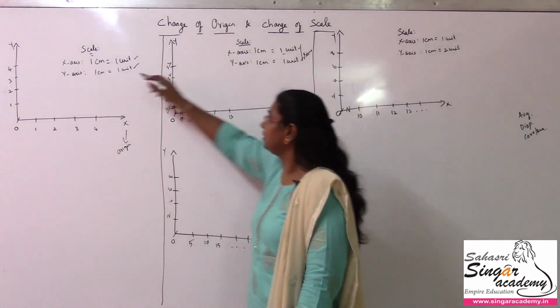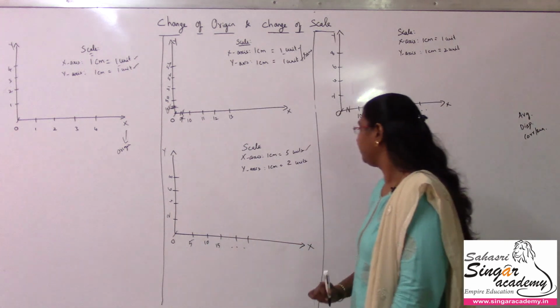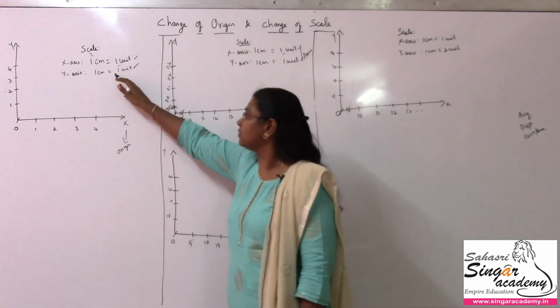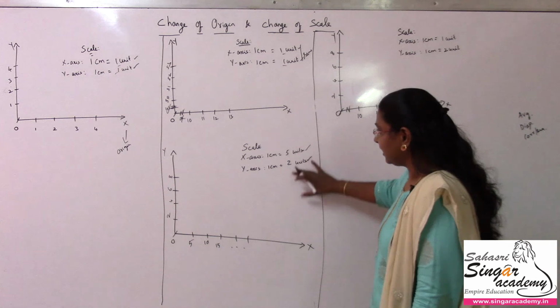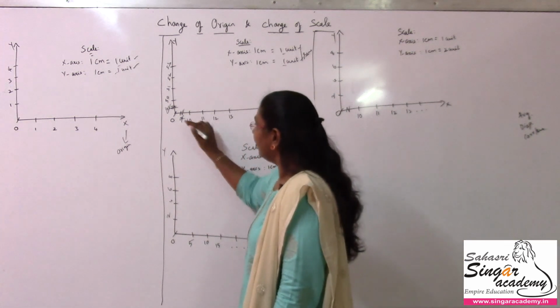Here we had 1 unit and 1 unit, but here the change is 5 units because we have taken multiples of 5. And y-axis 1 centimeter is equal to 2 units. Again there is a change here. Here it was 1. Here also it was 1. Here it was 2.